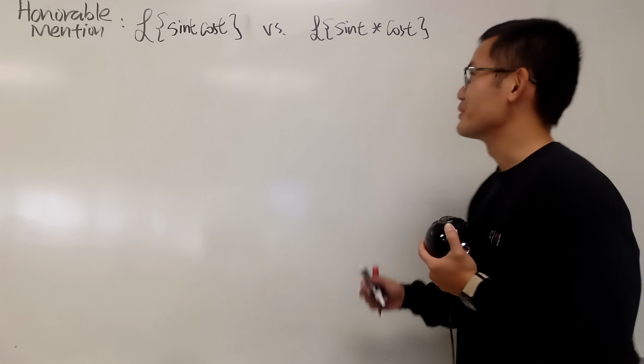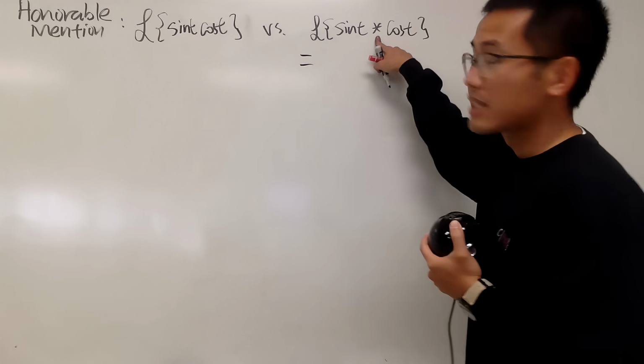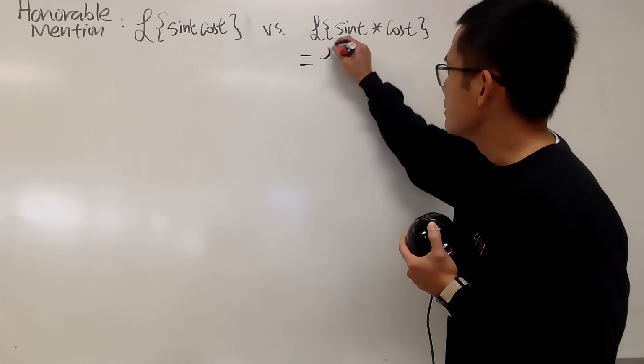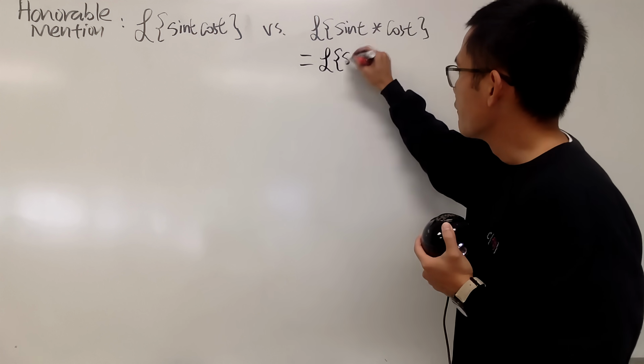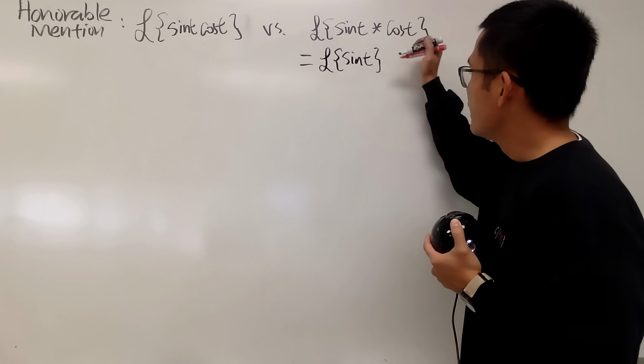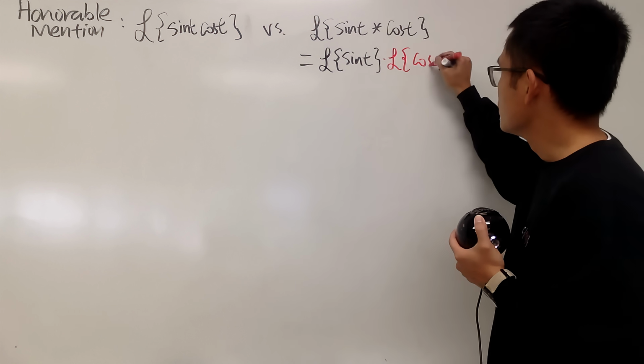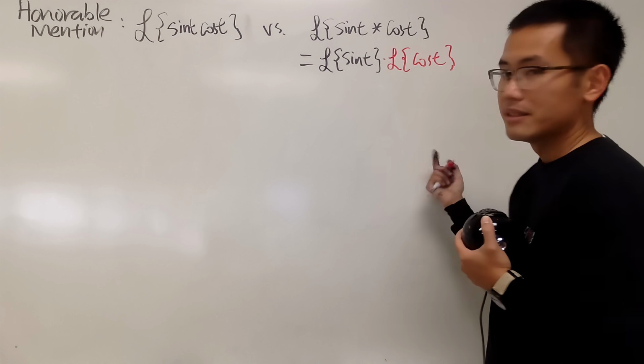This one. Let me do this one first. This right here, it's a convolution. We can use the convolution theorem that we proved earlier. This is the same as saying, do the Laplace transform of the first function, and then you multiply by the Laplace transform of the second function, which is cosine t, like this.